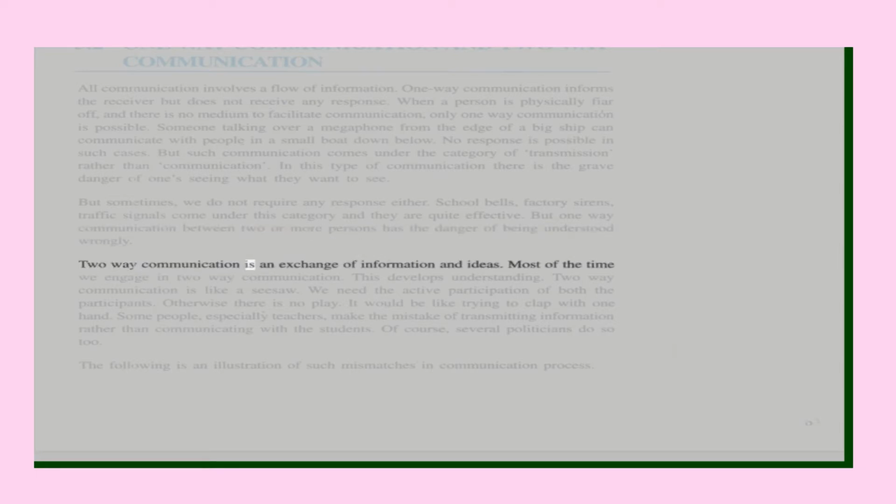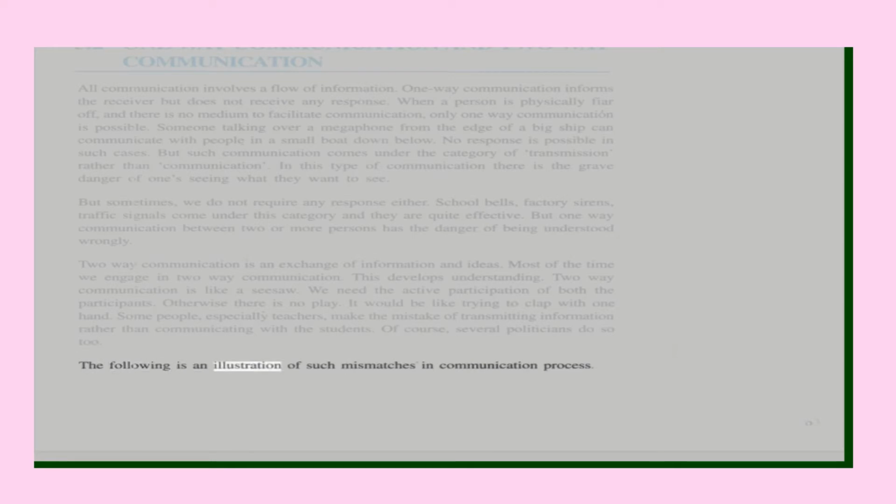Two-way communication is an exchange of information and ideas. Most of the time we engage in two-way communication. This develops understanding. Two-way communication is like a seesaw. We need the active participation of both the participants. Otherwise there is no play. It would be like trying to clap with one hand. Some people, especially teachers, make the mistake of transmitting information rather than communicating with the students. Of course, several politicians do so too.